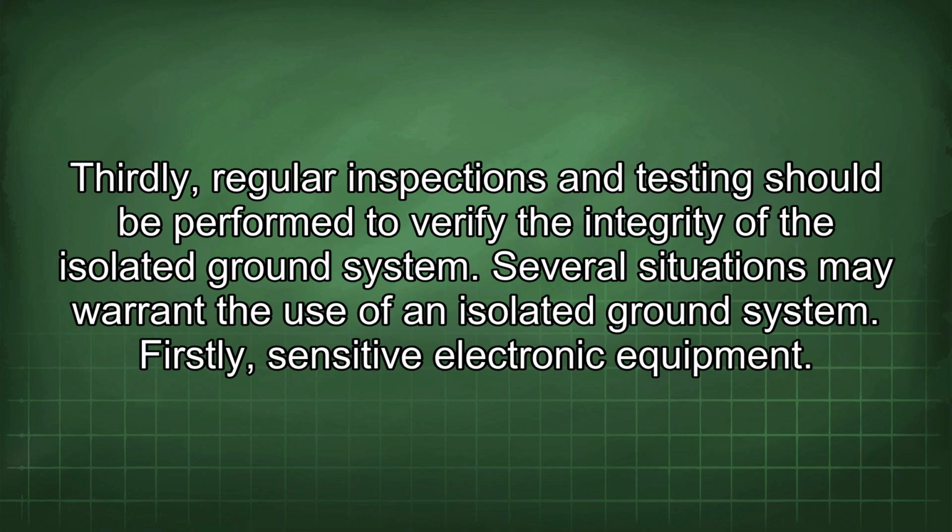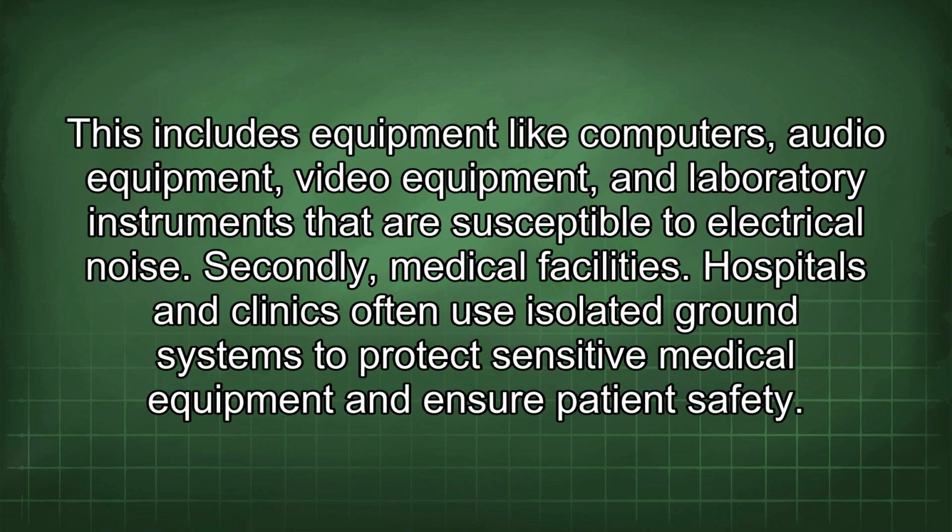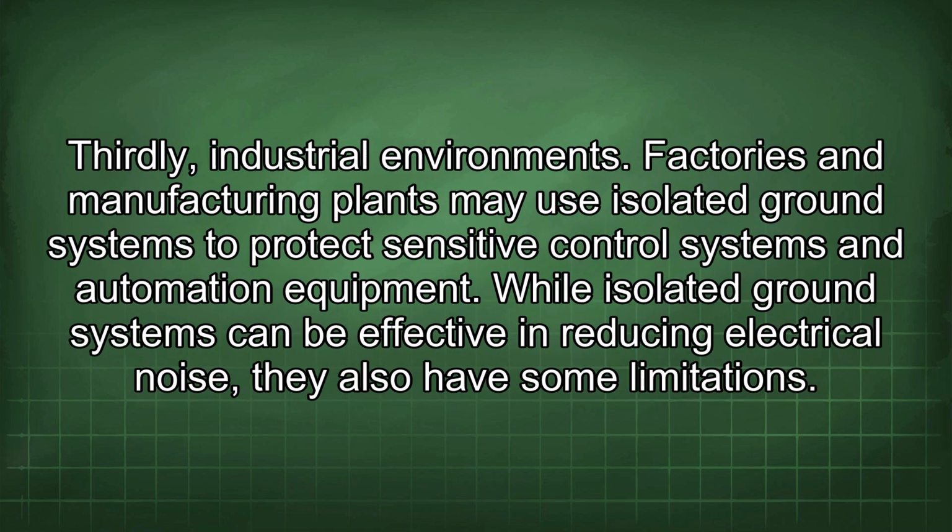Several situations may warrant the use of an isolated ground system. Firstly, sensitive electronic equipment. This includes equipment like computers, audio equipment, video equipment, and laboratory instruments that are susceptible to electrical noise. Secondly, medical facilities. Hospitals and clinics often use isolated ground systems to protect sensitive medical equipment and ensure patient safety. Thirdly, industrial environments. Factories and manufacturing plants may use isolated ground systems to protect sensitive control systems and automation equipment.